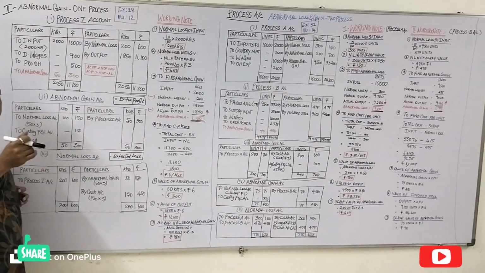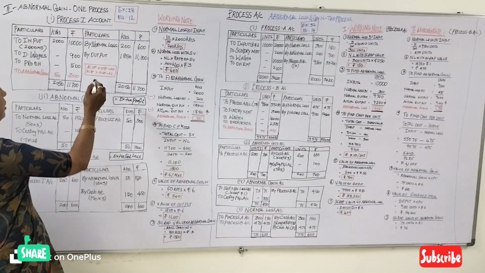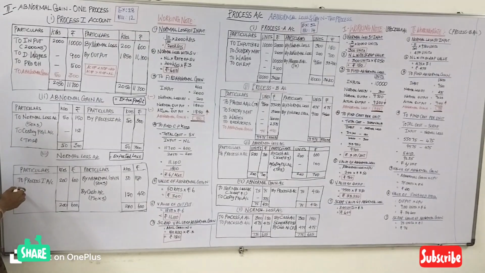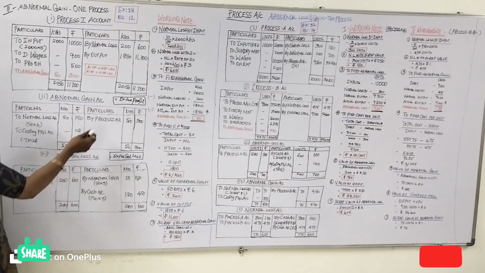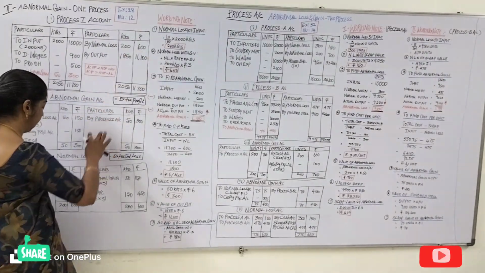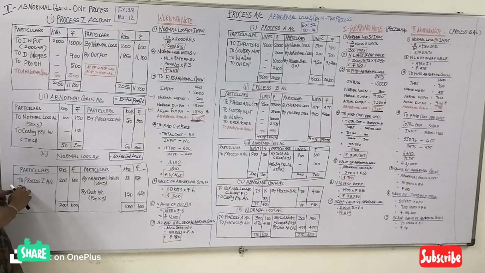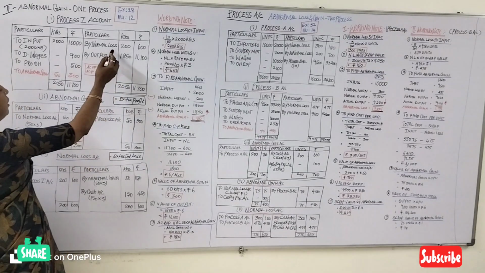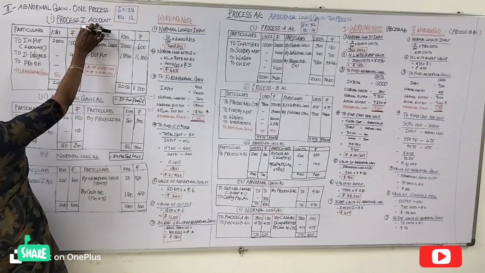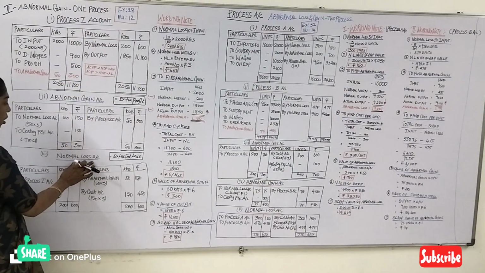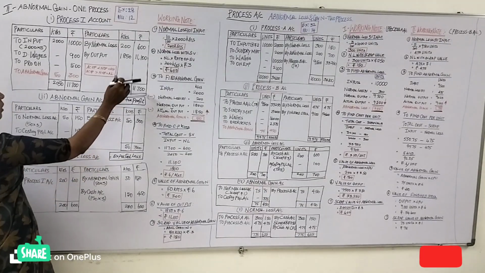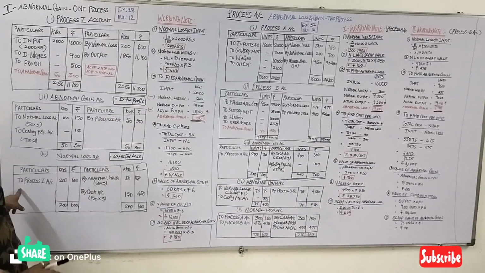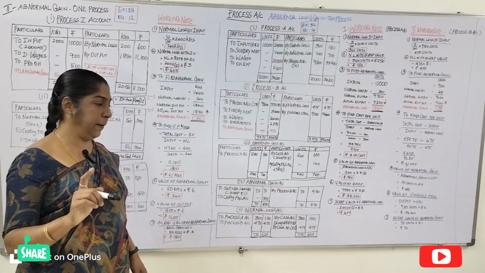On which side can you enter? On the debtor side. It appears on the creditor side, so when you prepare the normal loss account, you enter on the debtor side that 200 kgs and 600 rupees. Against this you are going to write "To process 1 account". Why? Because you have taken that normal loss from the process 1 account.